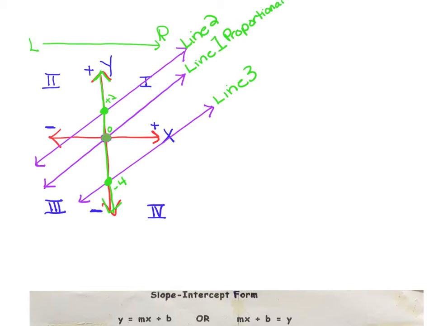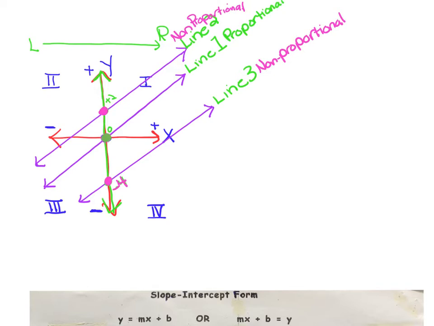However, if you take a look at line number 2, it's straight, but it passes through at positive 2. So this is what we call a non-proportional linear equation. And the same is true for 3. We notice that it passes through at negative 4. Now it slopes uphill, it's positive, and it's straight, but it is a non-proportional linear equation.